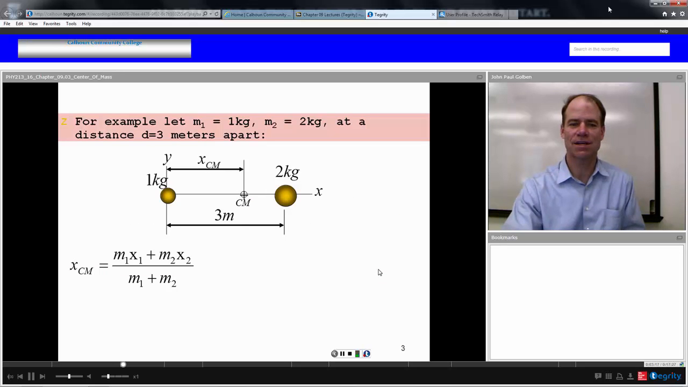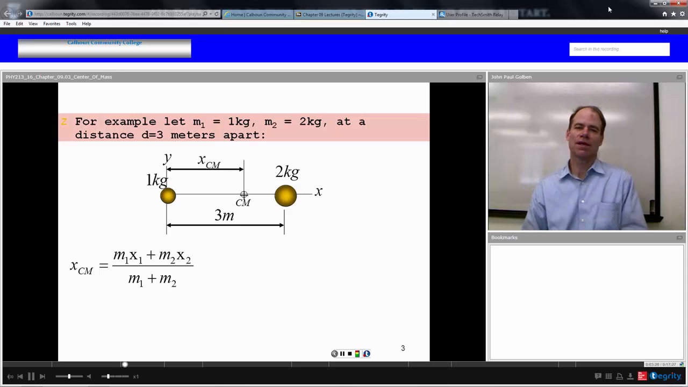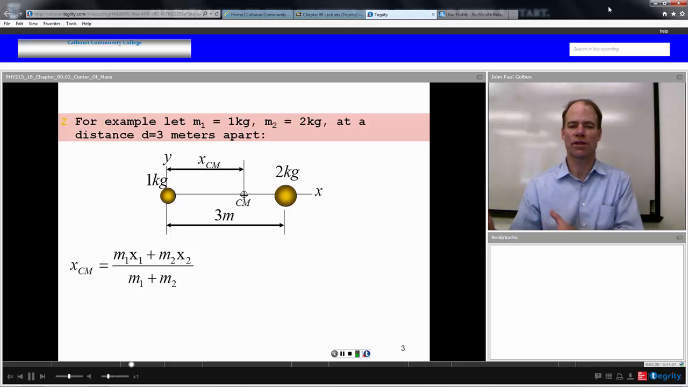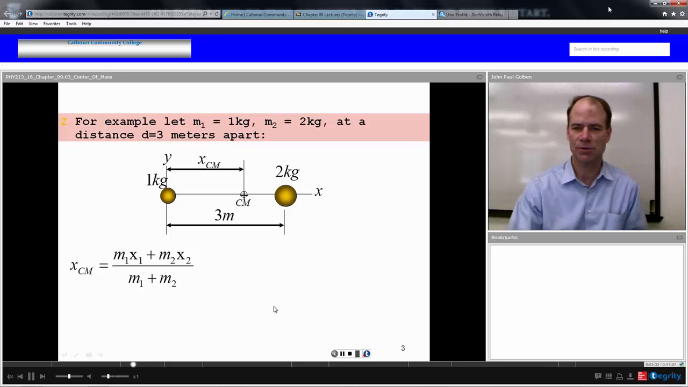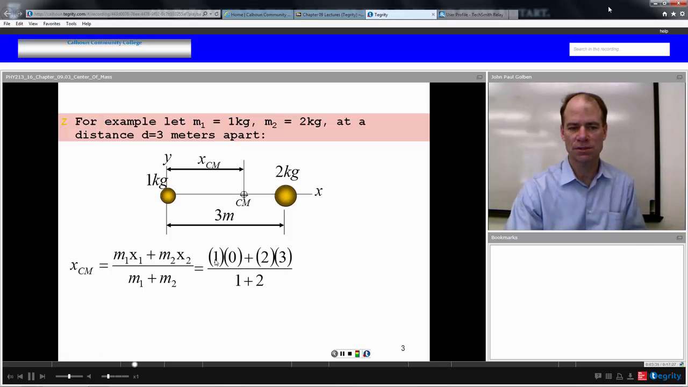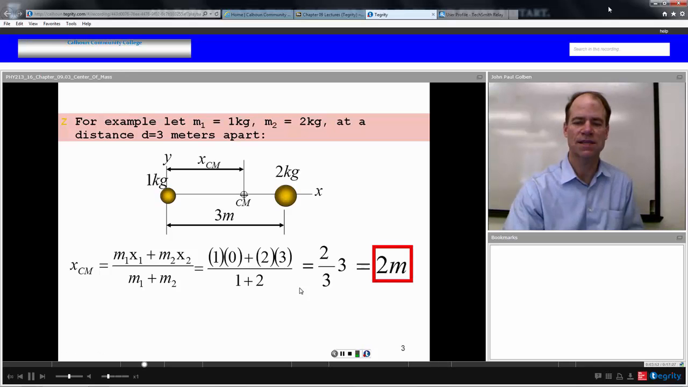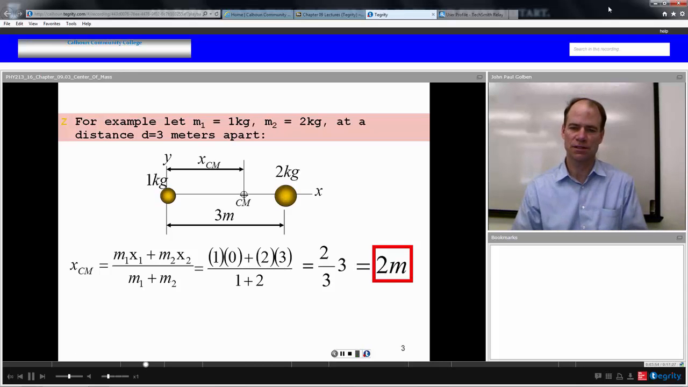Let's try out the center of mass equation on a problem. Here we have two masses, 1 kilogram and 2 kilograms respectively, and they're located 3 meters apart. Let's find the center of mass. We're going to put one of them at the origin and the other one at x equal 3. And if we put in our numbers, we would have 1 kilogram, location x is 0, plus 2 kilograms, location x is 3, over the total mass of the system, 1 plus 2. So we'll have 6 divided by 3, or the center of mass is at x equal to 2 meters.